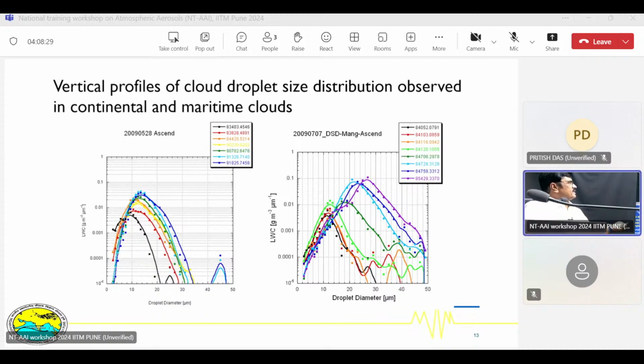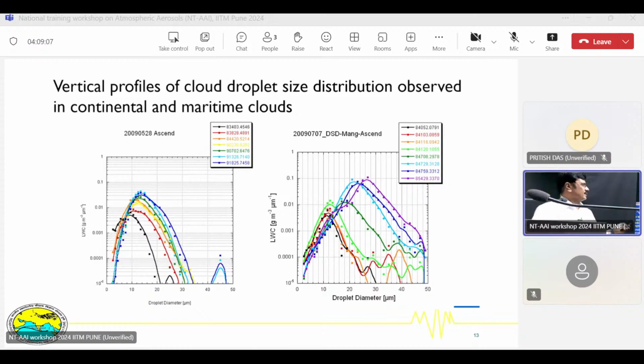Within this depth of 3 kilometers, the cloud drop size distribution did not broaden much. Whereas if you look at the other case, the first black one is at about 800 meters. This is a marine cloud over Mangalore, in the coastal region. At around 800 meters, this is the cloud drop size distribution observed, and this color is at 3.3 kilometer. Around 2.5 kilometer, you can see the drop size distribution gets broadened.